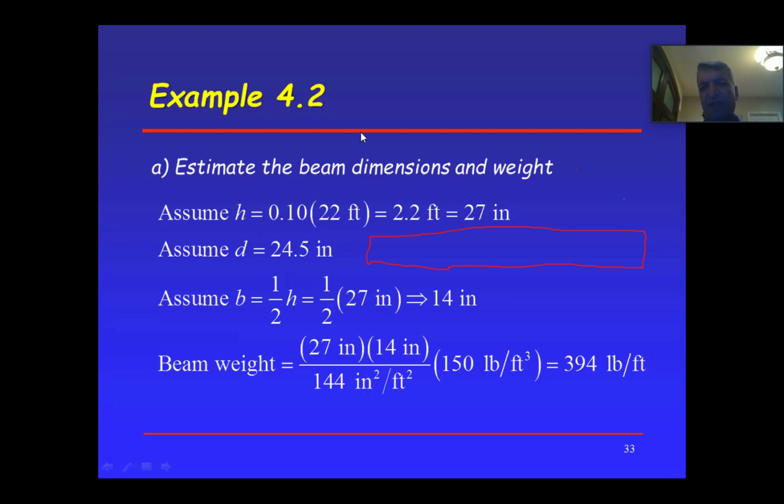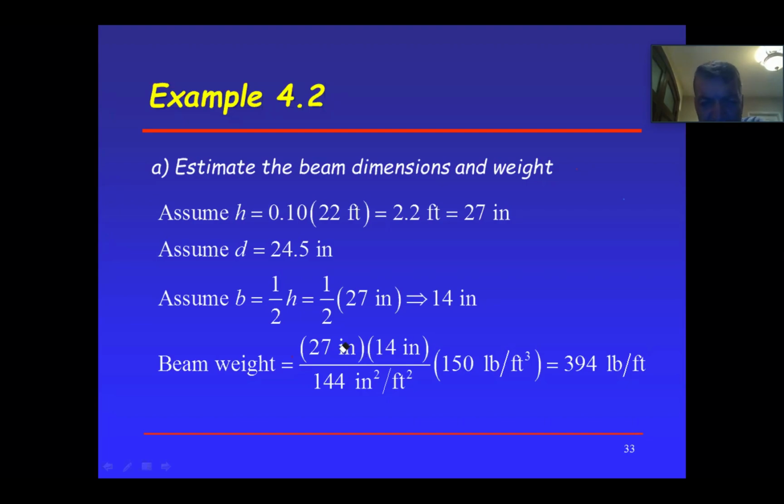All right? And you will see how we do that. All right, so that's it. So what's the beam weight? I multiply by the cross section, 27 inches deep, 14 inches wide, and I divide by 144. Why? Because 27 divided by 12 is in feet. 14 divided by 12 is in feet. But 12 times 12 is 144. Okay? Then I multiply that by 150 pounds per cubic foot.